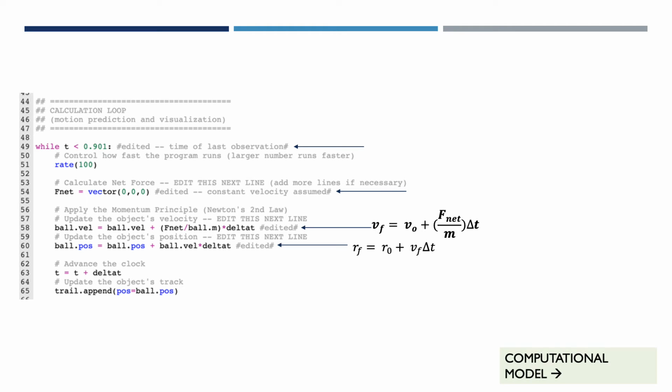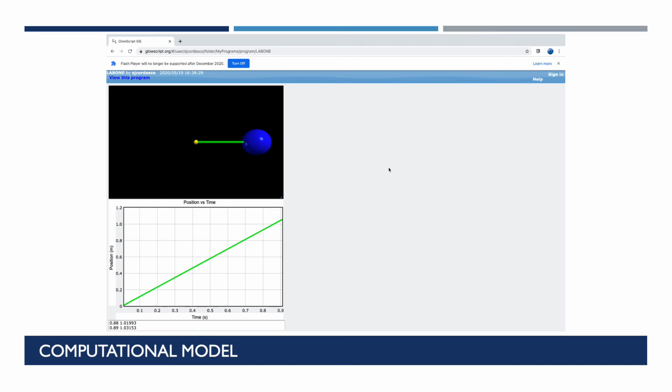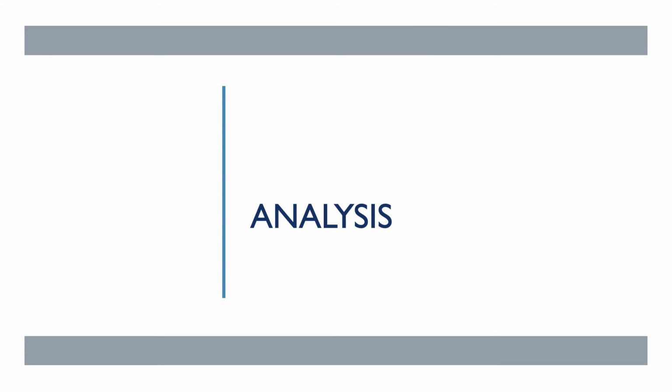Now we can run the code in order to analyze the computational model. This model accurately shows the ball moving in the positive x direction. It expresses the lack of external forces as well as constant velocity, which confirms the application of Newton's second law. We can confirm that the object is moving at constant velocity because the graph of position versus time exemplifies a constant positive slope. Now all the resources are available to compare the observed and predicted position of the object.